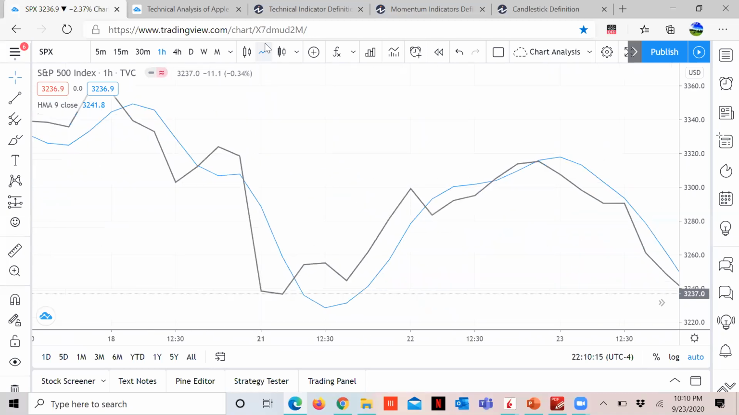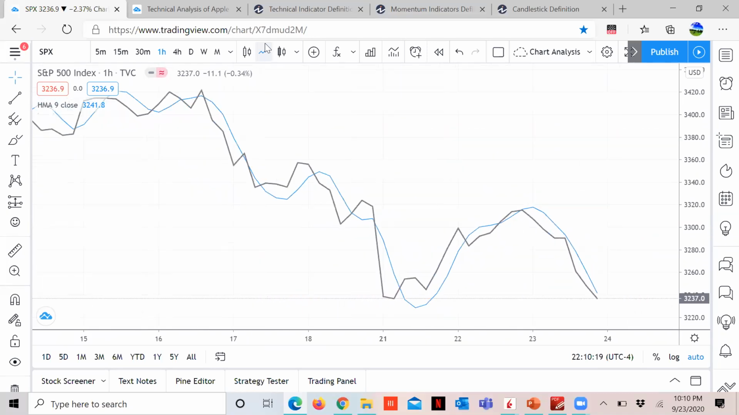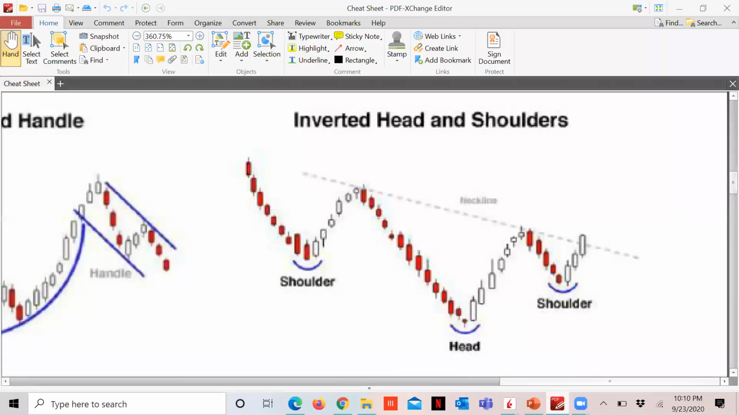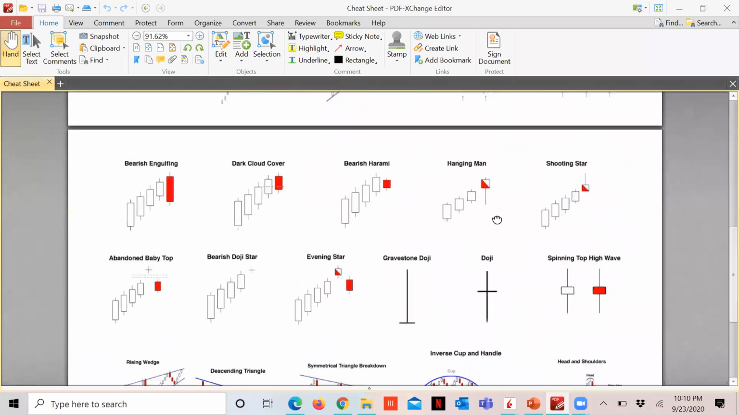I was looking at one of the indicators. We'll cover it briefly. If you look at the symbol and it's an inverted head and shoulders, where you see a shoulder and head, that's a bullish trend. There are hundreds of bullish and bearish trends.